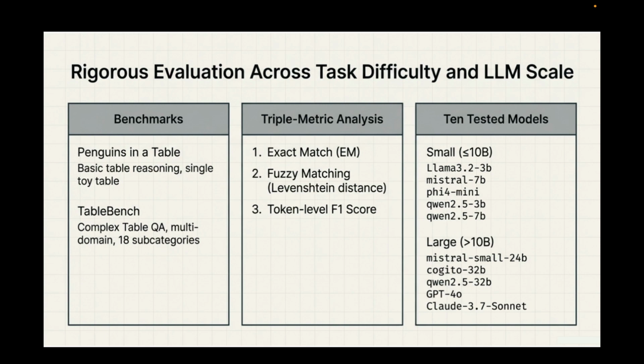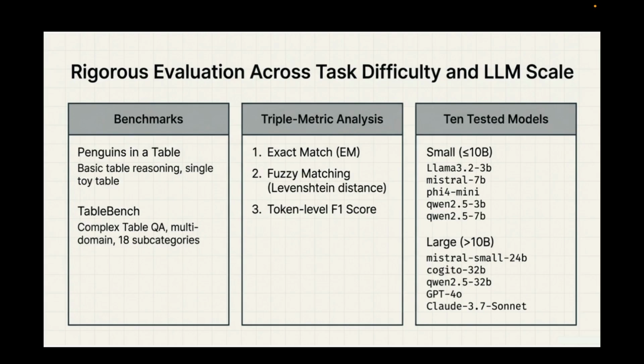This slide explains how the authors tested the framework. They use two benchmark datasets. The first is Penguins in a Table, which is a simpler benchmark and is useful for measuring performance on easier or more direct table reasoning tasks. The second is TableBench, which is much harder. It includes more complex tables and more domains and more challenging questions. This benchmark is a better test for whether the framework can handle realistic, difficult table QA scenarios.